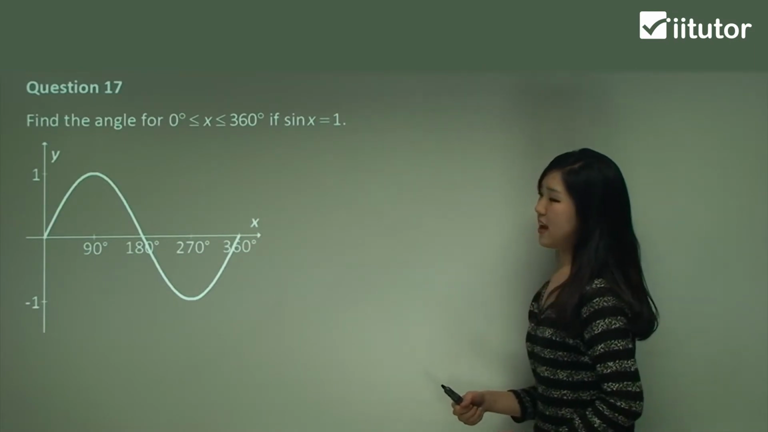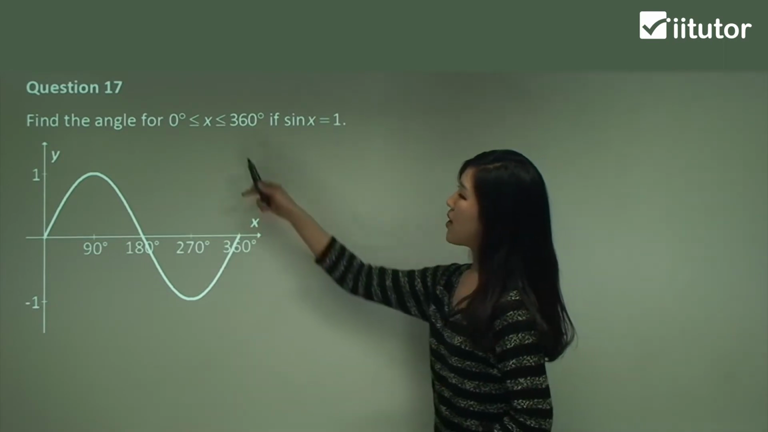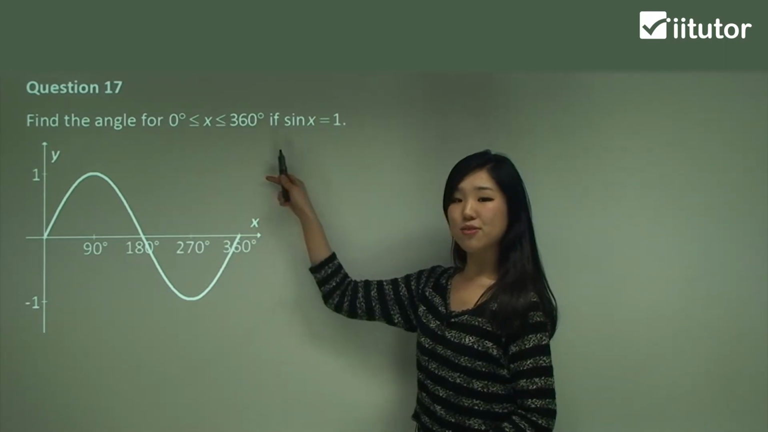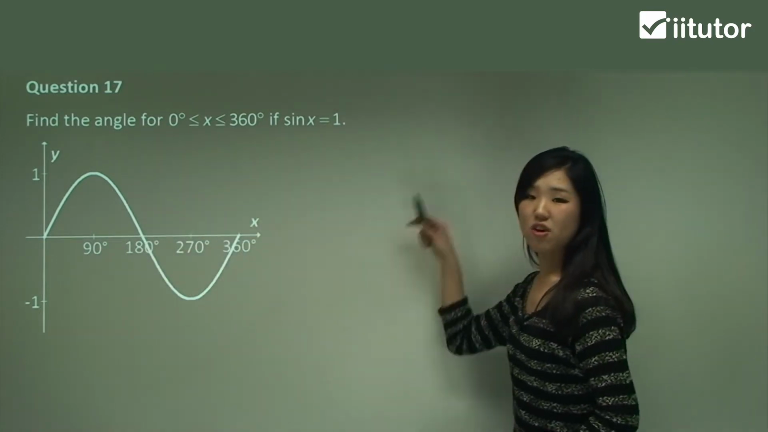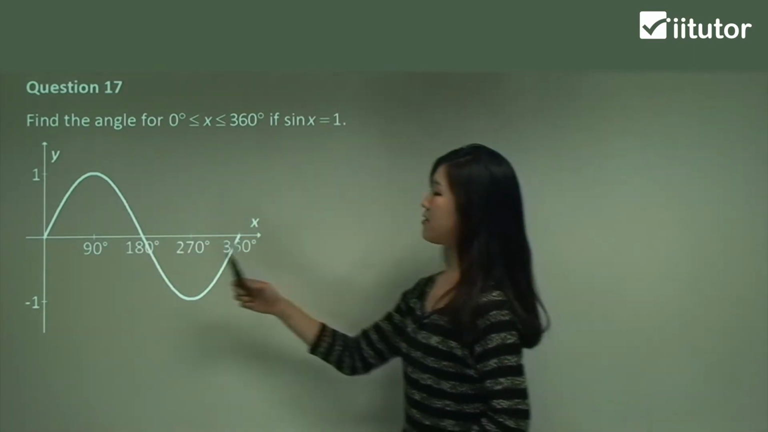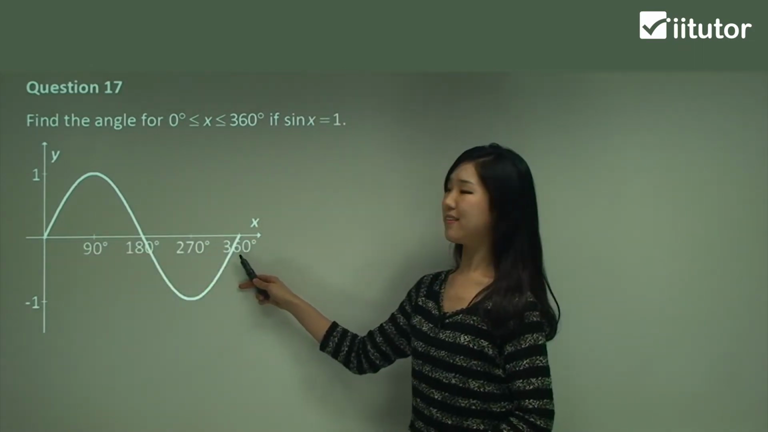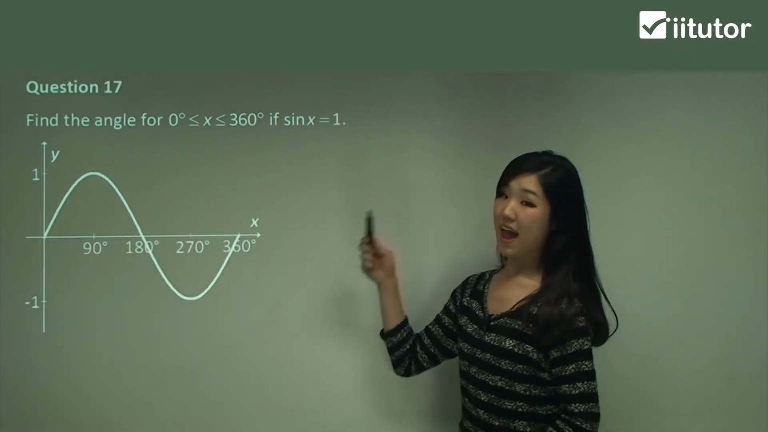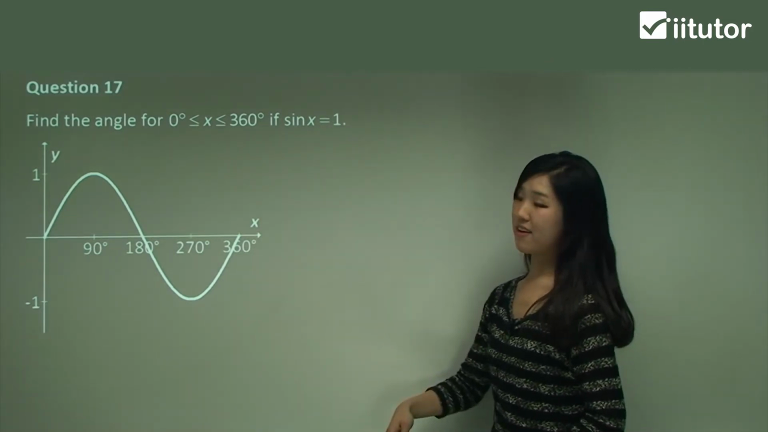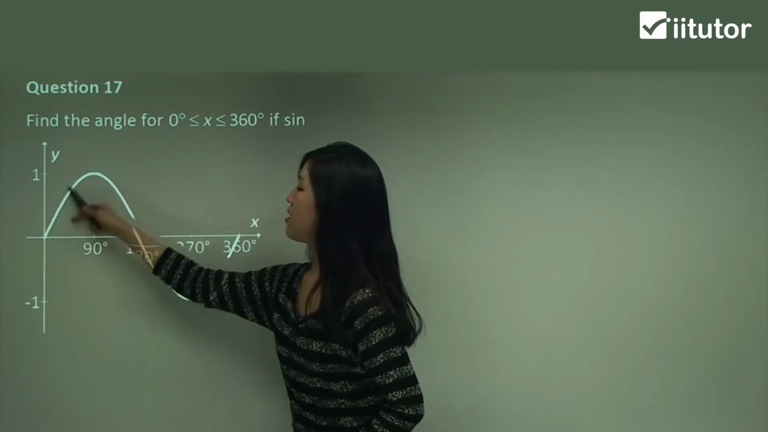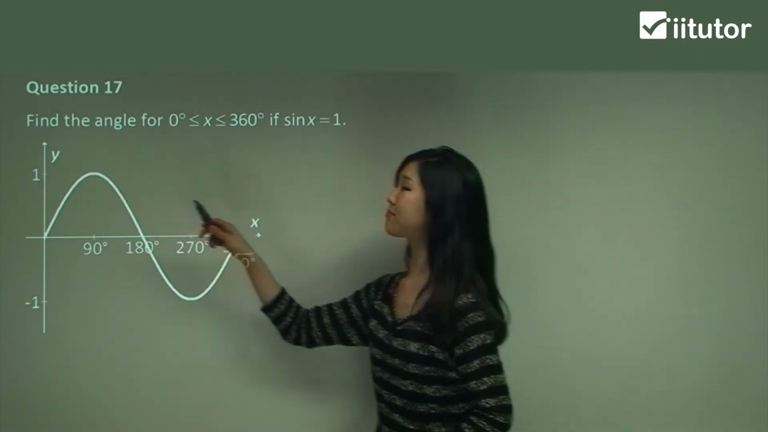Starting with question 17, I drew my own diagram because it says find the angle for when x is between 0 and 360 degrees. So I know this diagram continues on and on and on, so we're only going to consider when it's between 0 and 360 degrees. And we want to find the angle for when sine x equals 1. See how this is the diagram for sine x? It starts from the origin, goes up and down, and it's from -1 to 1.